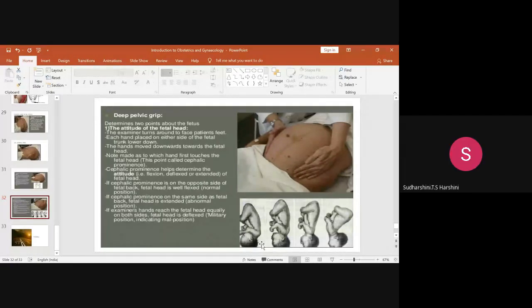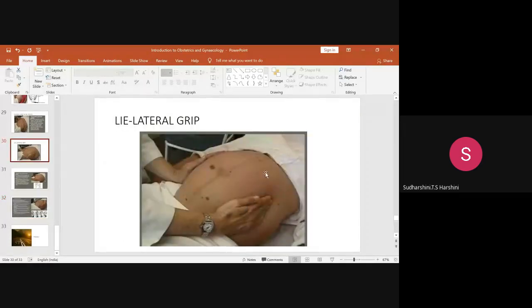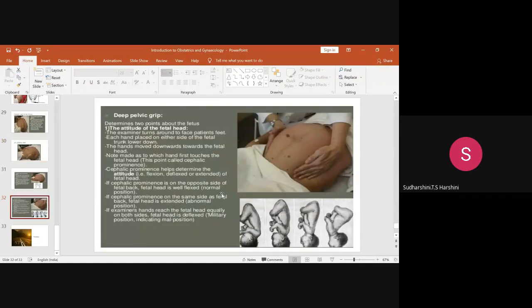Yes, you can understand. So from the lateral grip, in this grip itself, you'll find out where the spine is. The spine may be here or here. With this grip itself, you'll get an idea about the location of the spine. And then you'll come to this one.